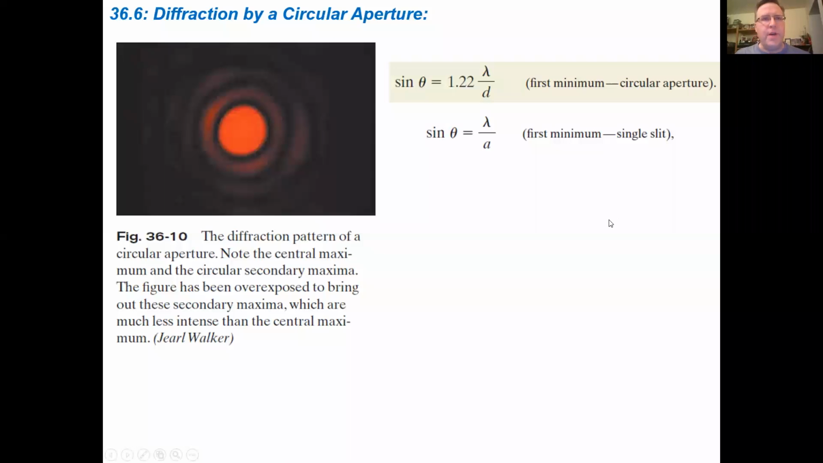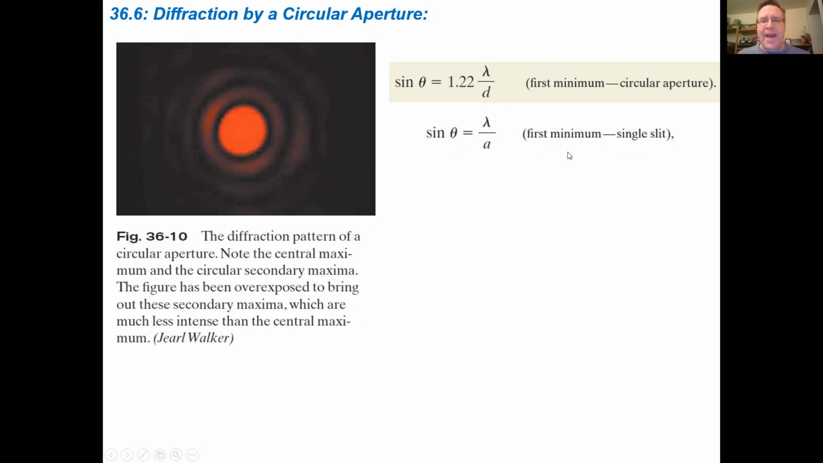Hi, everybody. This is going to be chapter 36.6. We're going to talk about diffraction by a circular aperture. And the angle, the sine theta for the first minimum around that circle is given by the expression 1.22 lambda over d. That is a typical diffraction value for a circular aperture.